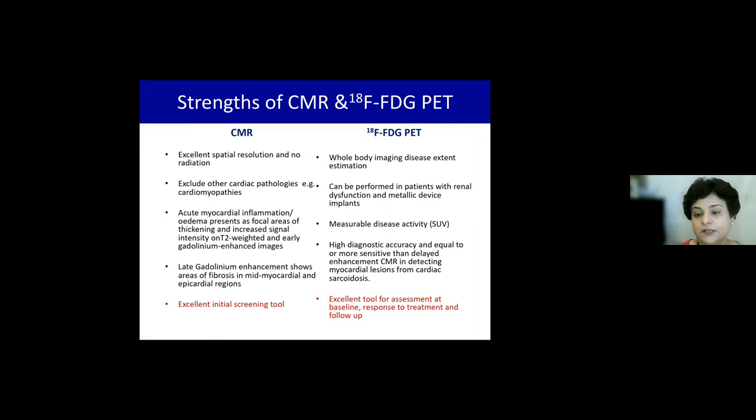Even if you have renal dysfunction for whatever reasons, or you have a metallic implant, it does not affect the results of FDG PET. We can easily do that. We can measure the disease activity and follow you up, seeing how the disease is performing as a result of treatment. The PET scans have very high diagnostic accuracy, in the range of about 90% and above. And it is an excellent tool for assessment at baseline, response to treatment, and follow-up.